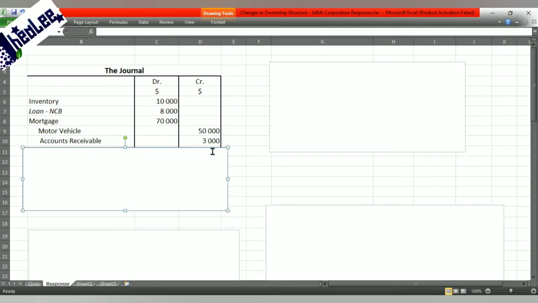Remember, we have looked at the changes, and based on the changes, we use the double entry rule to know whether or not we're going to debit or credit. So those were the 5 items that changed.